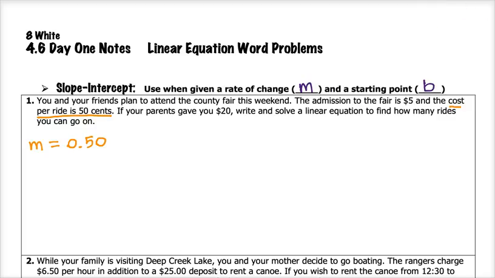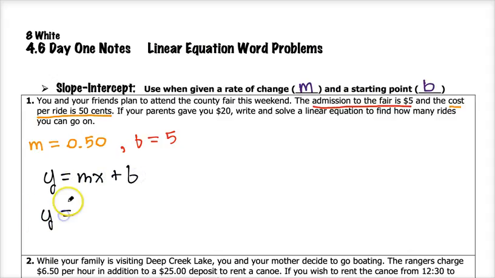We also have a starting point, and the starting point is simply the admission to the fair. Okay, it costs $5 to begin with to get into the fair. Okay, so that is our b value. The starting point, $5. So using those two values there, we can write an equation in slope-intercept form. Remember, slope-intercept form is y equals mx plus b. So our equation will be y equals 0.5x plus 5.